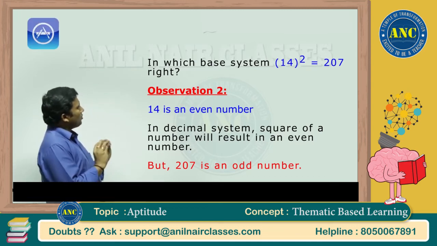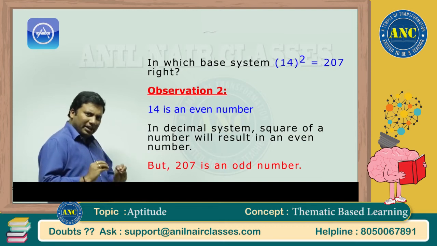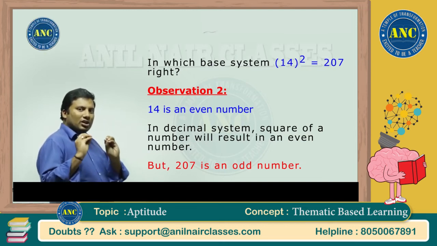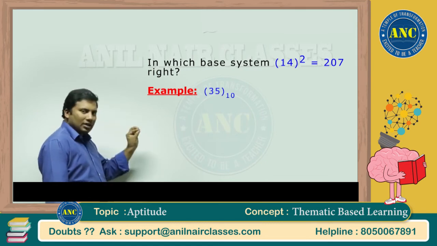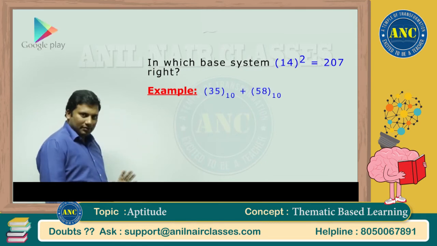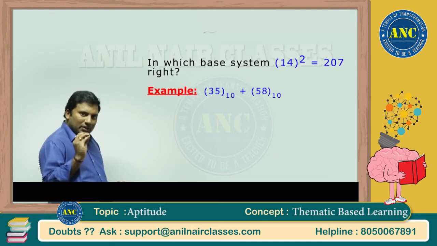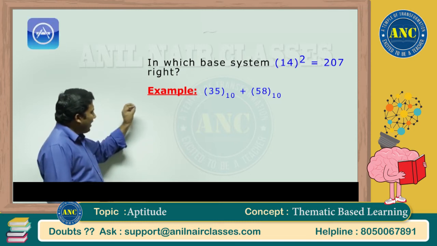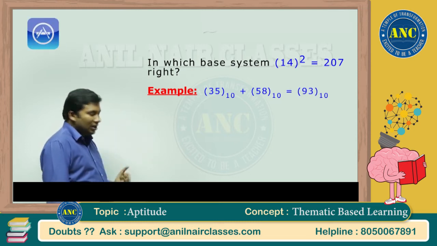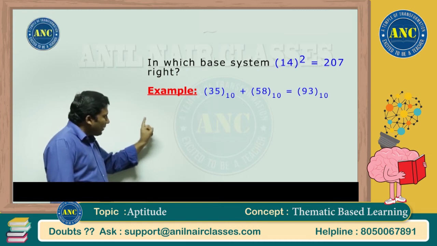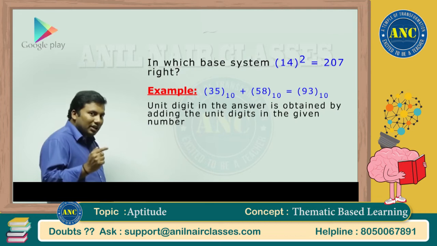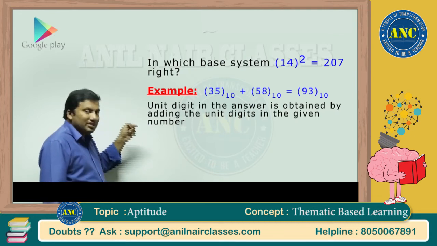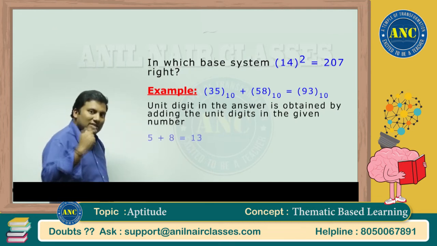Now, to solve this problem, let me take a very elementary addition of two numbers. Example, 35 in base 10 plus 58 in base 10. What is the answer? 93 in base 10. Now listen carefully with respect to the unit digit. 3 is the answer. From where we got 3? It is the addition of unit digits in the question. What is 5 plus 8?